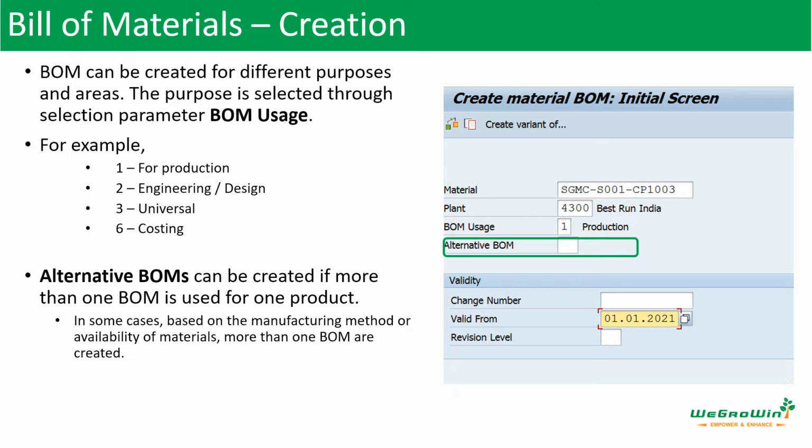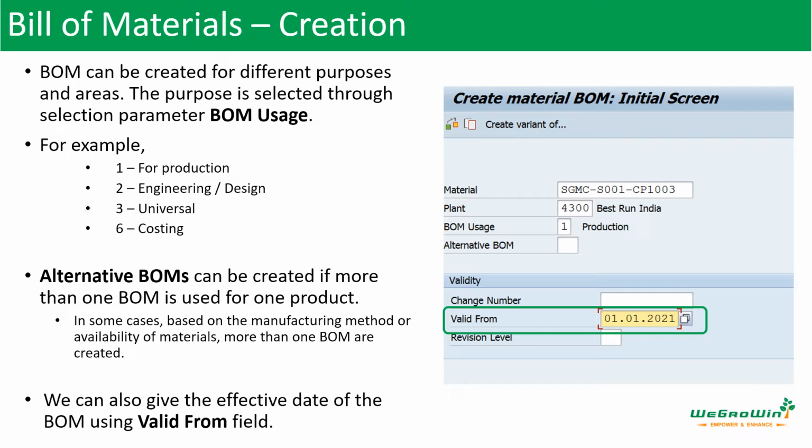Also, to produce one product, we may have more than one bill of material. If you have more than one bill of material, the system allows us to create alternative BOMs. Because of the manufacturing methods, for one machine there may be one kind of bill of material. If you produce the same product on another machine, another bill of material may be required. So when you need a different bill of material for the same finished product, we can use this field, alternate BOM.